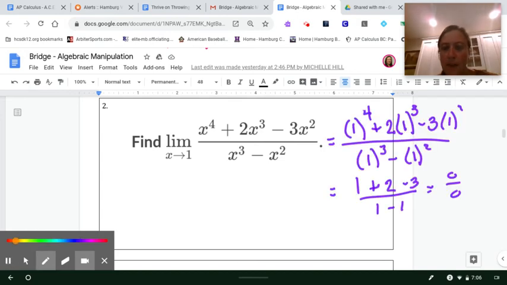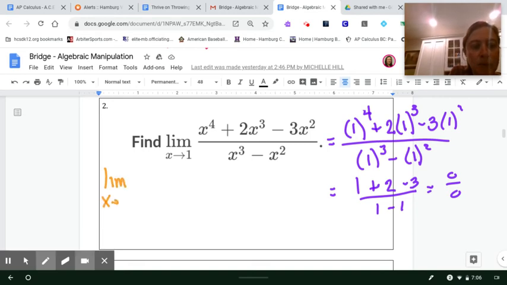So I worked mine out there, and I think you can see I've got 0 over 0. Hopefully you did as well. So now again, I'm going to attempt to factor this. So keep the limit because we have not taken the limit. All right, I'm going to stick to the easy one first.